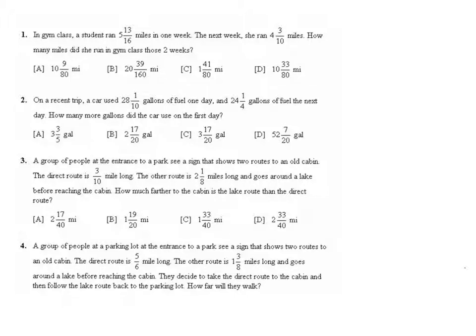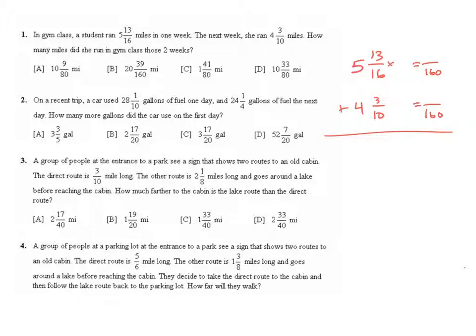We are just wanting to know a total number of miles that this student ran, which means we're going to combine the two amounts. So we have 5 and 13/16 one week and 4 and 3/10 the next week, and we're going to add those two totals together. First thing we need to do is find a common denominator for 16 and 10. And because I don't know all of my 16s, I'm just going to multiply 16 times 10 and get 160 as a common denominator, which may mean I have to do some simplifying at the end.